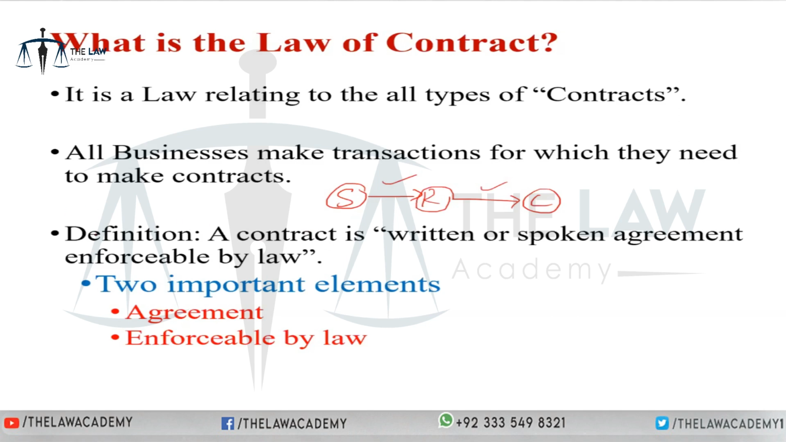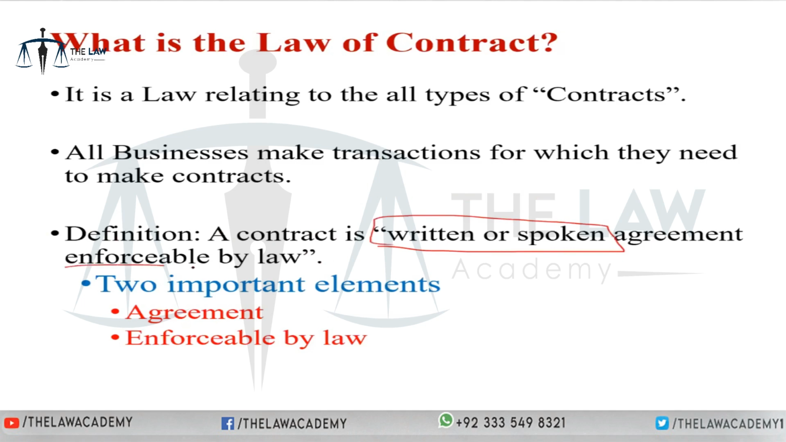So first we'll define and try and understand what is contract. So a contract is a written or spoken agreement which is enforceable by law. Written or spoken. So looking at this definition, we have two important elements. First, that contracts are agreements. Second, that they are enforceable by law.